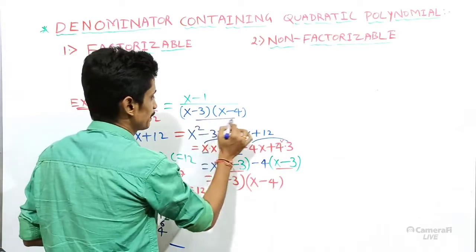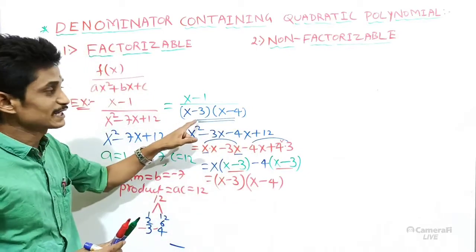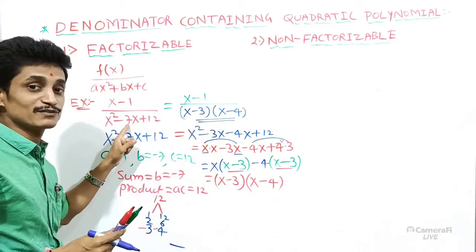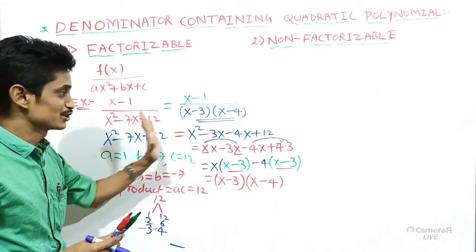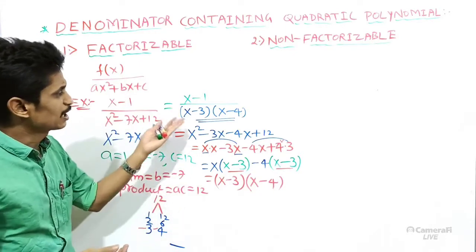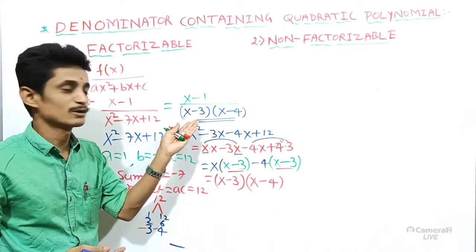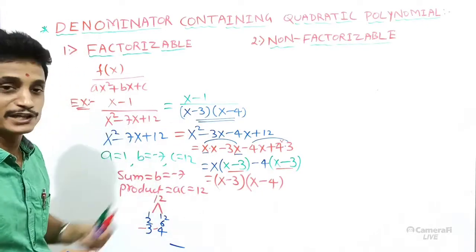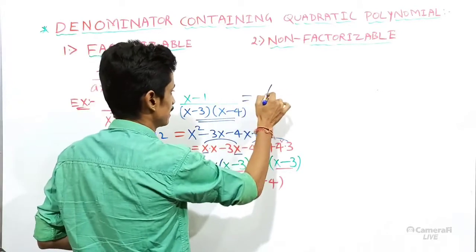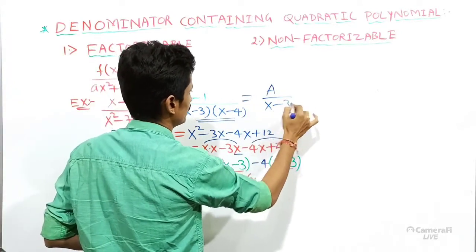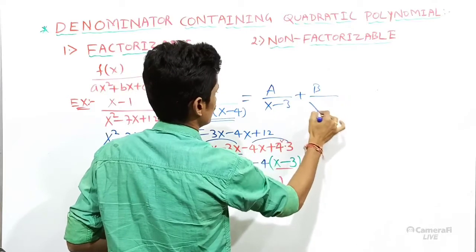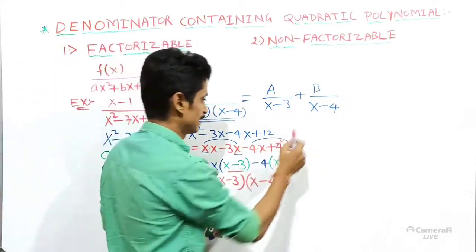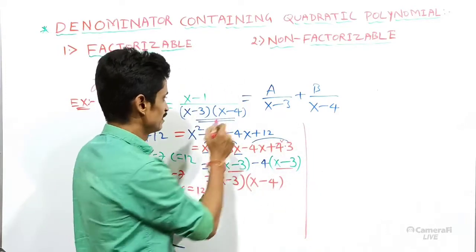Now in place of the denominator I got non-repeated linear factors. It means the discriminant will be greater than 0. And you know how to split this type of polynomial with non-repeating linear factors. In the first class itself we discussed. We just write a upon the first factor x minus 3 plus b upon the second factor, that is x minus 4. It is very simple to get our values a as well as b.